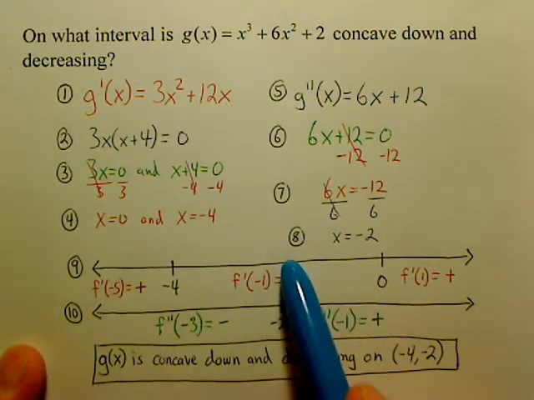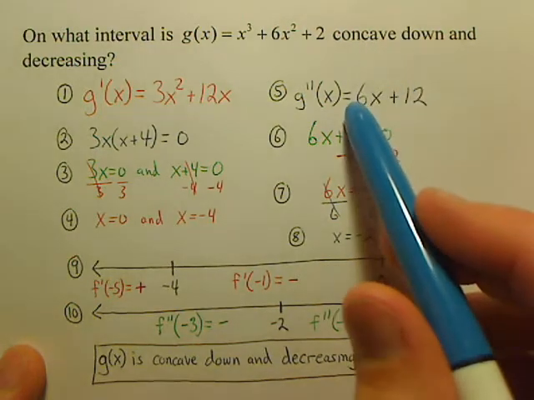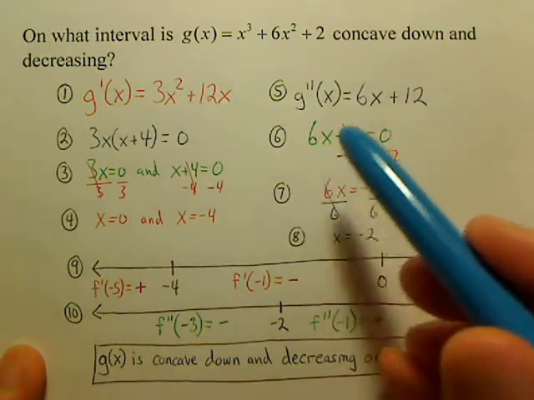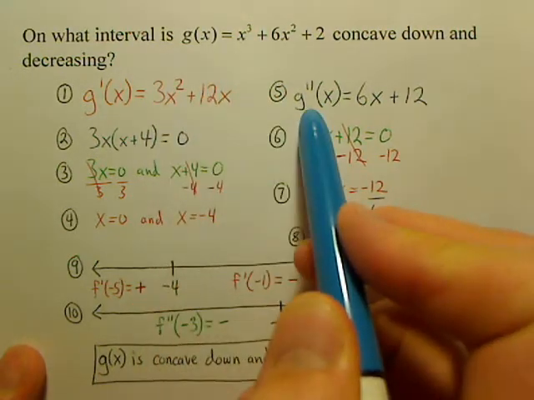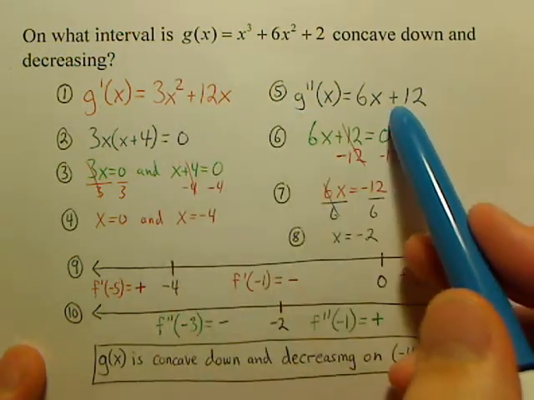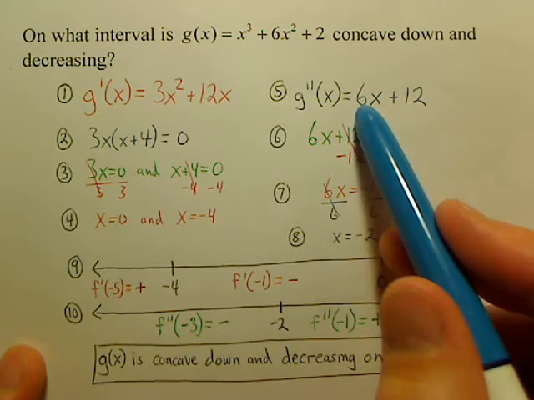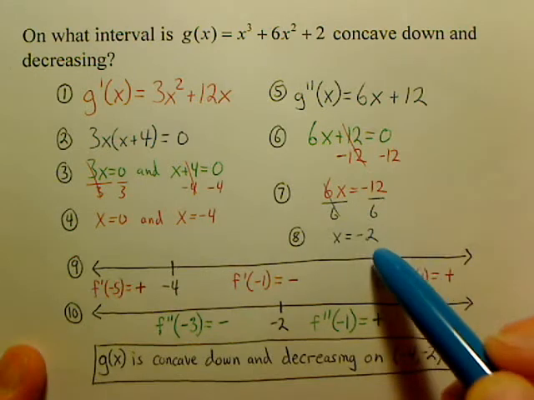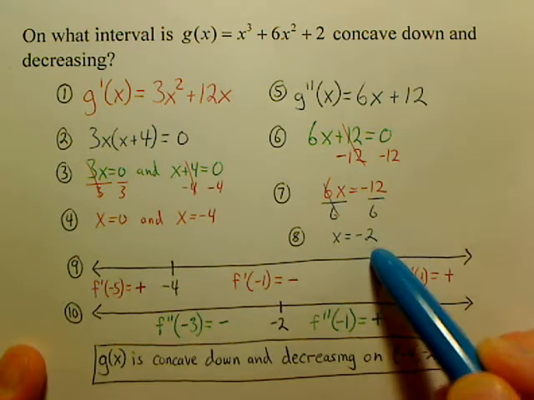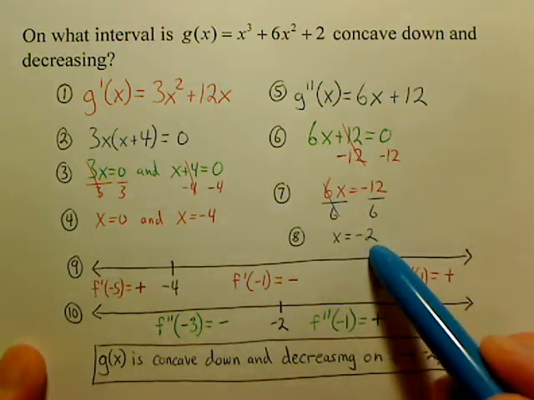And then for concavity, I'm going to find my points of inflection and intervals for concavity. So I take the derivative of this, which would be the second derivative. There it is. You set the second derivative equal to 0. When I solve that, that's my possible point of inflection. See, minus 12 divided by 6, that's a possible point of inflection.